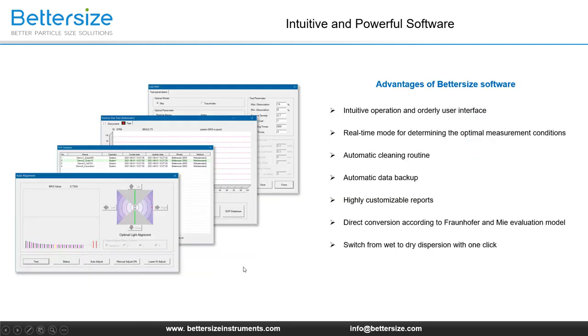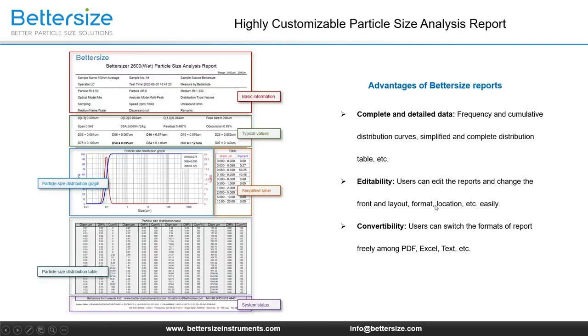The Bettersizer 2600 comes with a specialized software. This software enables intuitive operation with orderly user interface. It has real-time mode for determining the optimal measurement conditions, automatic cleaning routine, automatic data backup, and highly customizable reports. The Bettersizer software can export the particle size analysis reports conveniently in various formats such as PDF, Excel, text, etc. The reports provide comprehensive data and are highly editable and convertible.